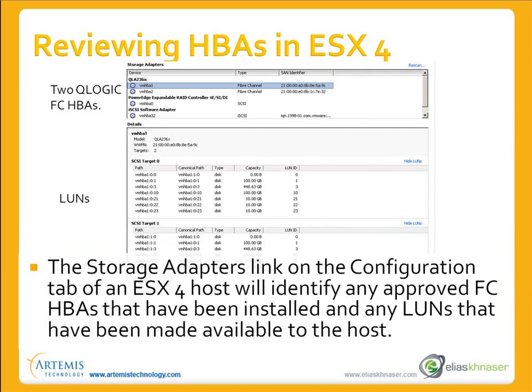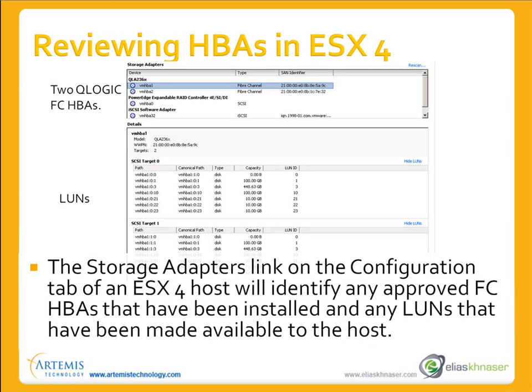Once you're in the VI client, you can click on the configuration tab and then on the storage adapters link, and you're going to be able to identify the different fiber channel HBAs that the ESX host you're in can see. A little later on we're going to log into the VI client and browse through this, but I wanted to mention it here.